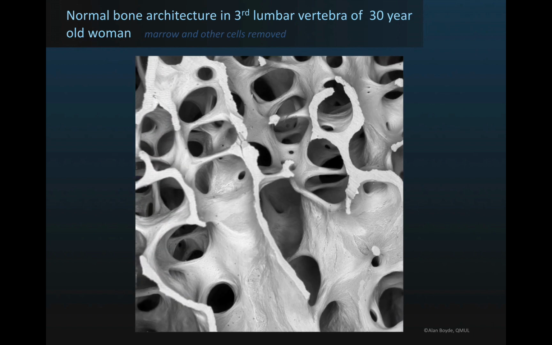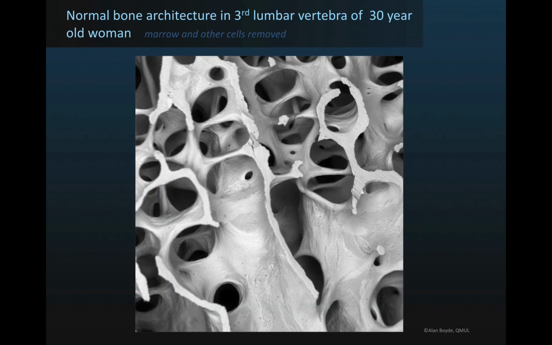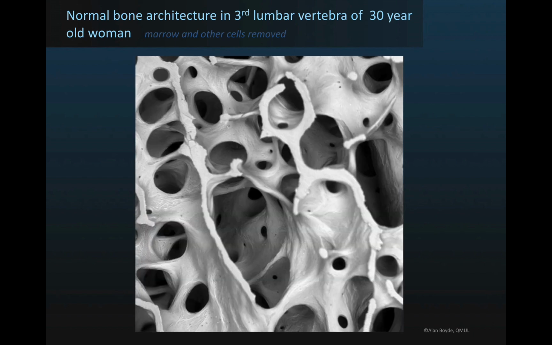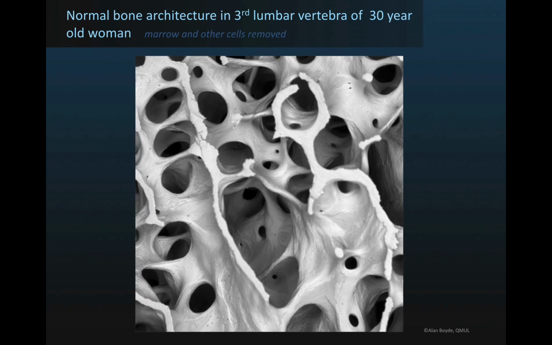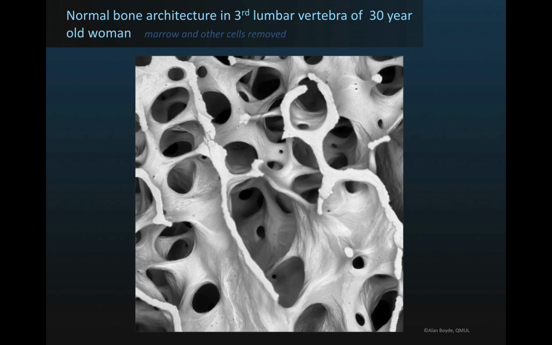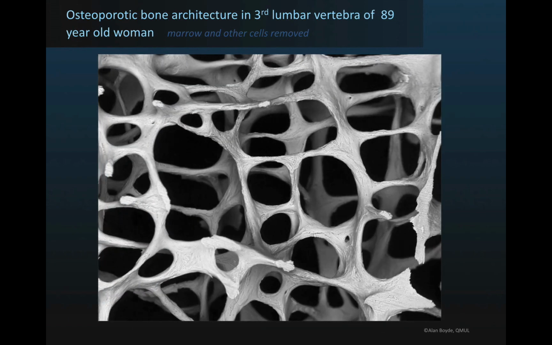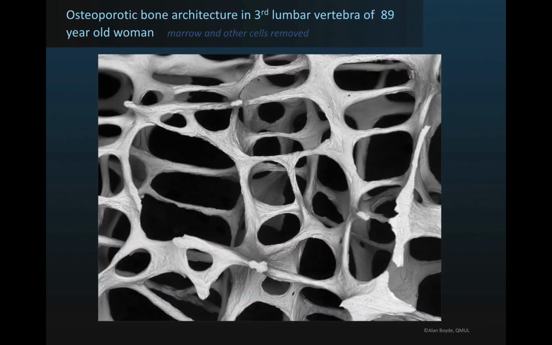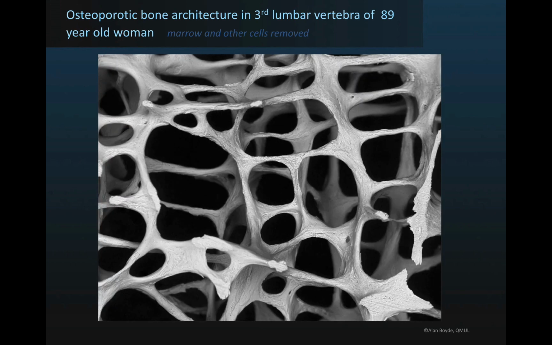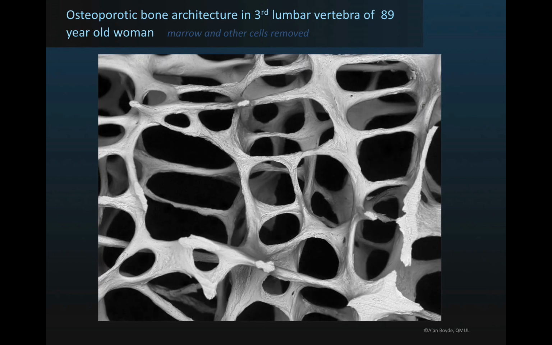So here's, we're talking about osteoporosis now. Here's the normal bone architecture in a third lumbar vertebrae of a 30-year-old woman. Thanks to Alan Boyd for these images. It's showing the trabecula within the lumbar vertebrae, comparing this image to the trabecula of an 89-year-old woman with osteoporosis, osteoporotic bone. So much less dense, much less bone, a much more spacious lattice work.